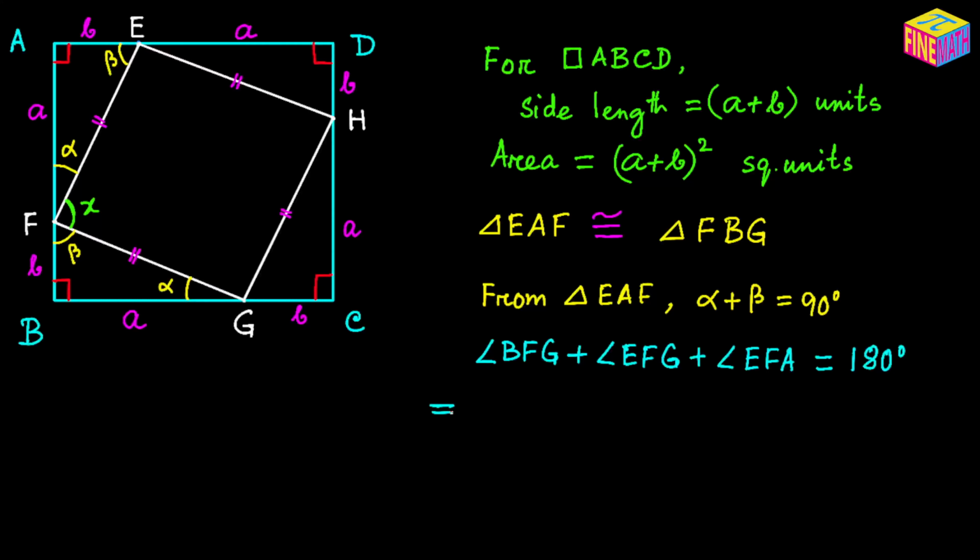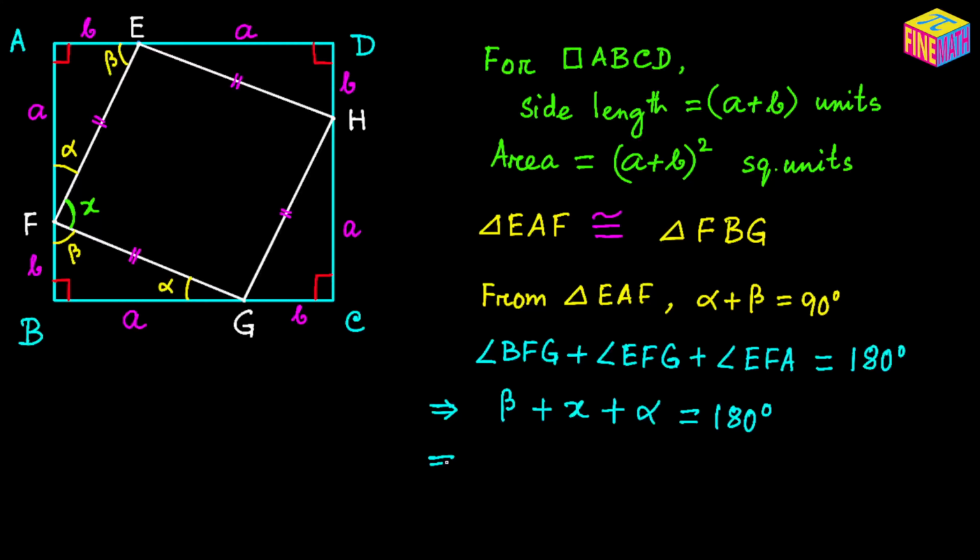So from here can we say that beta plus, what is EFG? Well, angle EFG is actually X. That's what we are going to calculate, the value of X. And then plus, what is angle EFA? Well, angle EFA is actually alpha. So this sum is equal to 180 degrees.